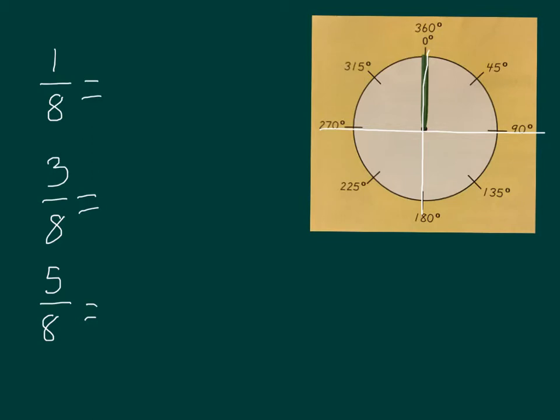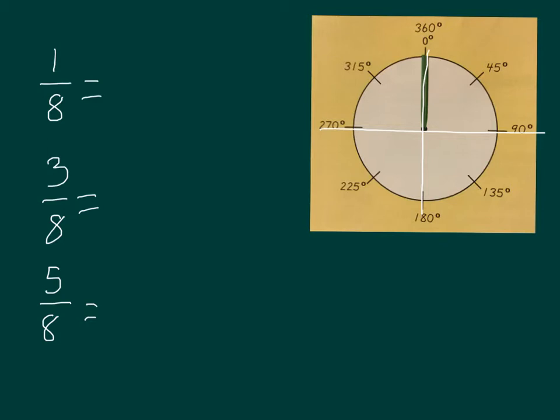Now, imagine I wanted to divide my circle into even smaller sections. Right now, I divided my circle into quarters. There's 1, 2, 3, 4 quarters that make up this circle. But what if I wanted to divide it even smaller? What if I wanted to divide it into eighths? That means there would be 8 sections in my circle.